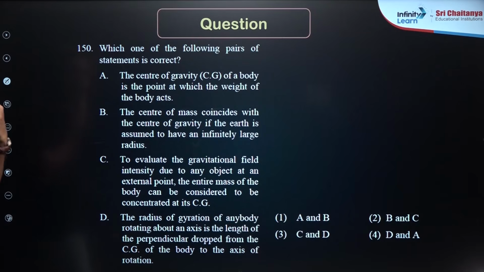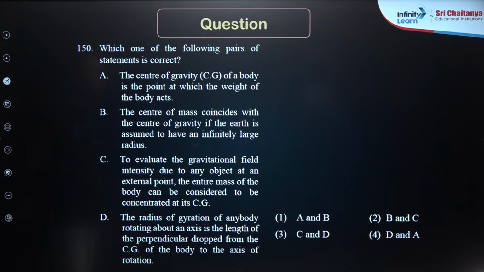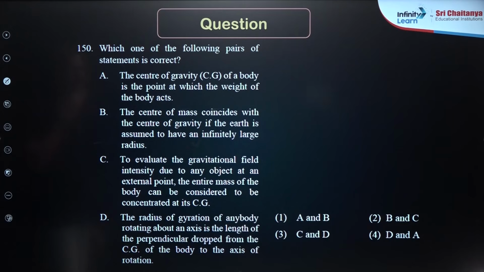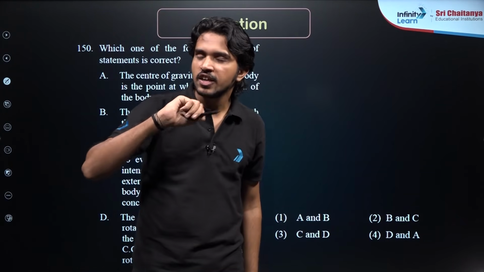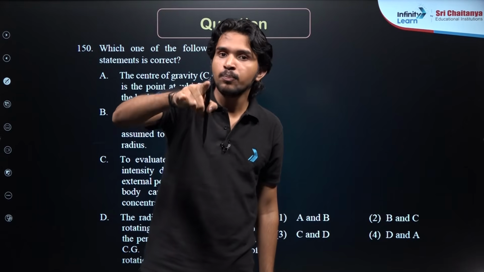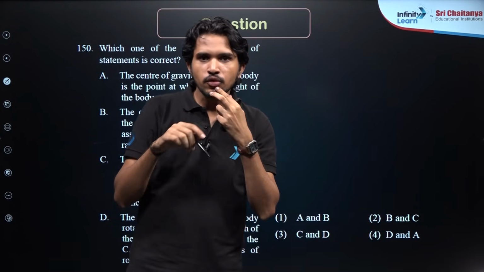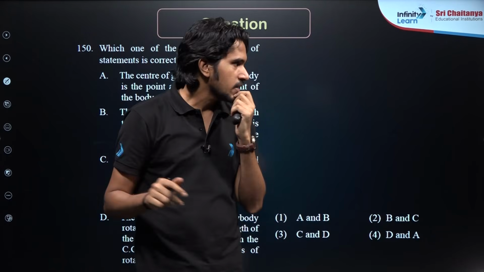Then we have the next problem. In this problem we have which one of the following pairs of statements is correct. The center of gravity Cg of a body is the point at which the weight of the body acts. Yeah, and what is weight, by the way? Weight is gravitational pull. So weight is not mass, so in center of mass we are talking about mass.